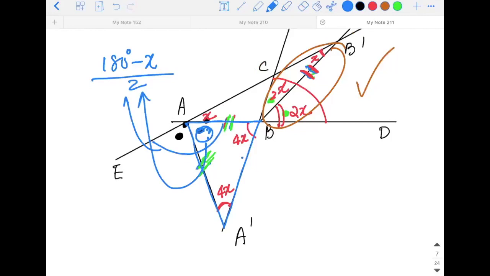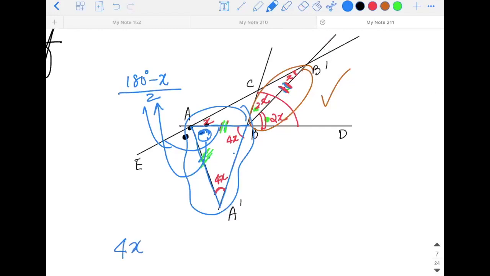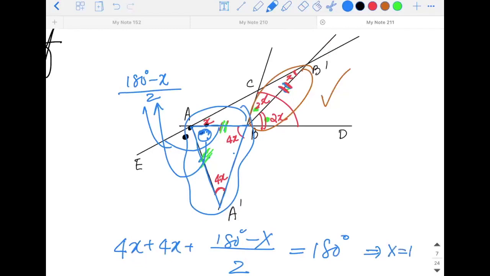So moving forward, in such a blue triangle, you want to use 4x plus 4x plus (180 degrees minus x) divided by 2 equals 180 degrees. This is an equation. You can solve this equation, get x equals 12 degrees. Okay, so far, so good?